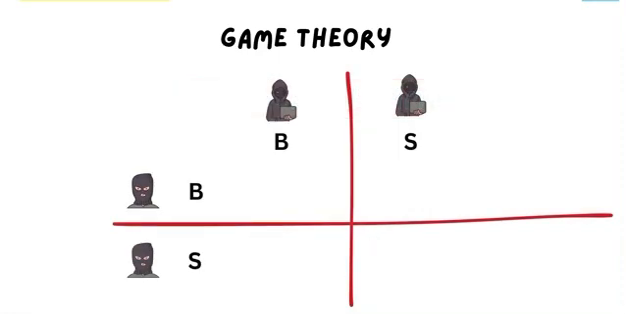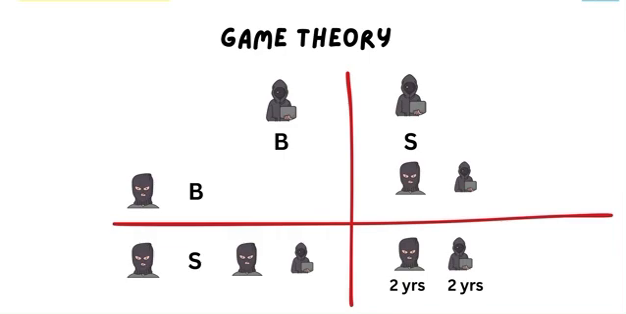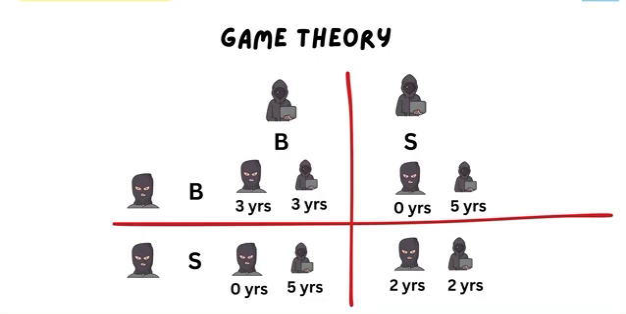If both stay silent, they get a light sentence. If one betrays while the other stays silent, the betrayer goes free while the other gets a harsh punishment. If both betray, they both receive a moderate sentence. This dilemma highlights the tension between trust and self-interest, showing that rational individuals may act against collective benefit when they cannot communicate or trust each other.